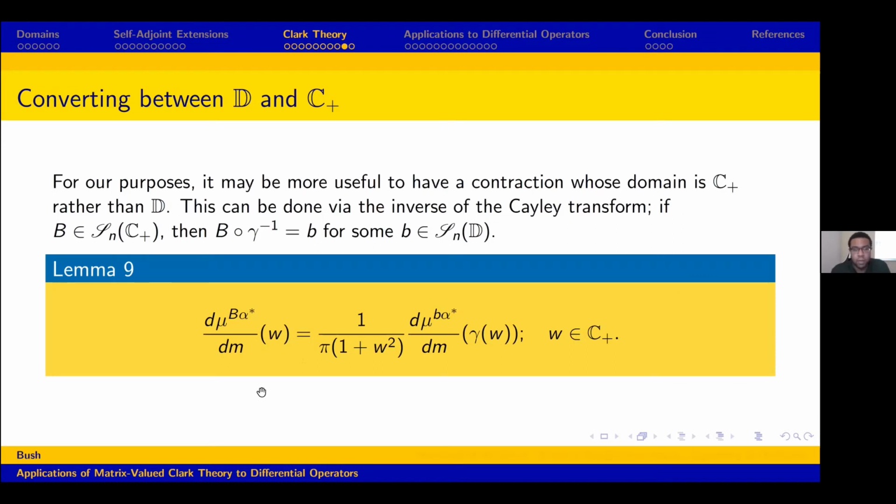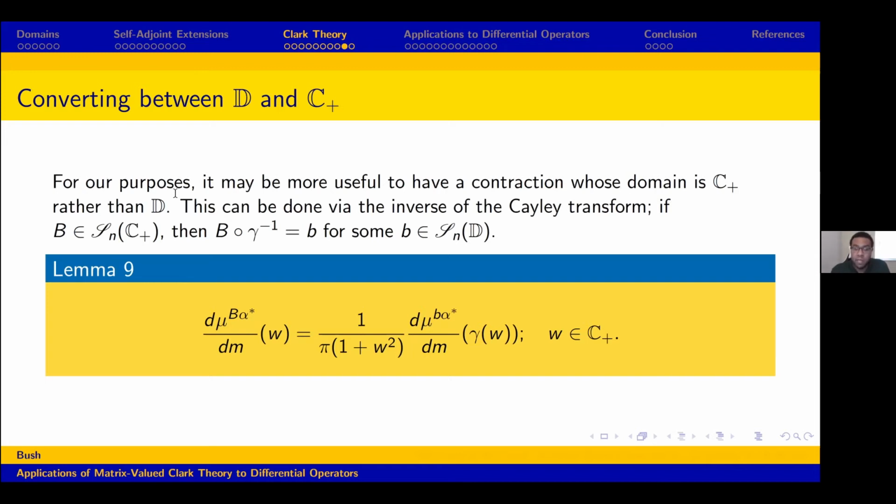And so the last piece of housekeeping before we get to the examples is this conversion between the disk and the upper half plane. Previously we've talked about Clark measures on a disk. And as it turns out, essentially you want the boundary of the subset of C you're looking at to be where your spectrum lives. So Clark measures on the disk are a little bit more amenable to describing unitary extensions, because that's where the spectrum of unitaries lives, on the unit circle.